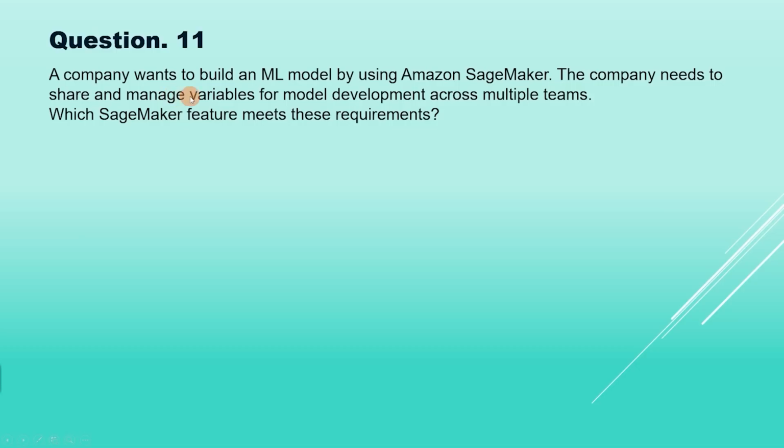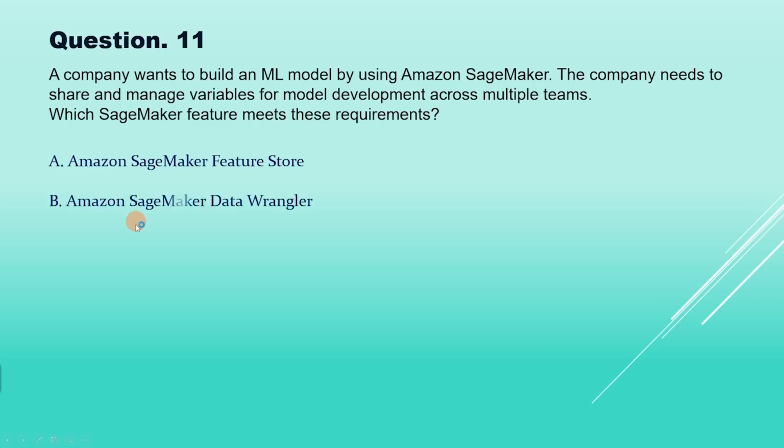A company wants to build an ML model by using Amazon SageMaker. The company needs to share and manage variables for model development across multiple teams. Which SageMaker feature meets these requirements? Here are the options. Amazon SageMaker Feature Store, Amazon SageMaker Data Wrangler, Amazon SageMaker Clarify, Amazon SageMaker Model Cards. Take your time to guess the correct answer.